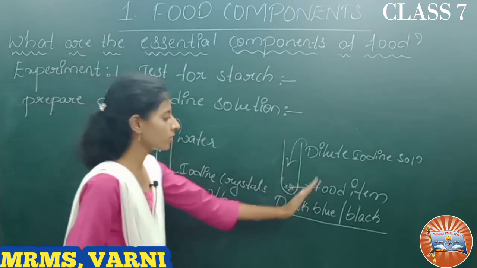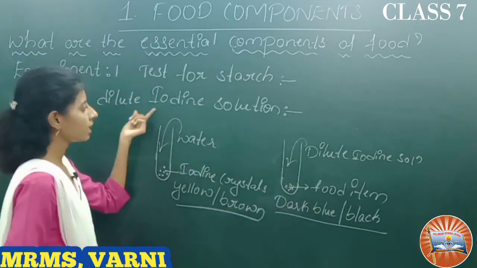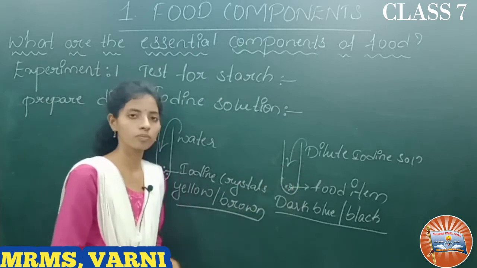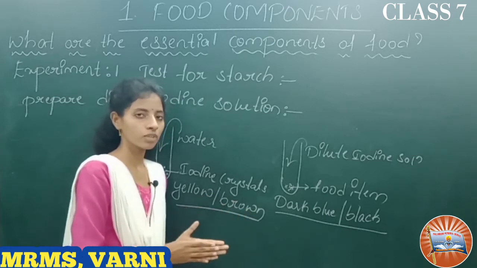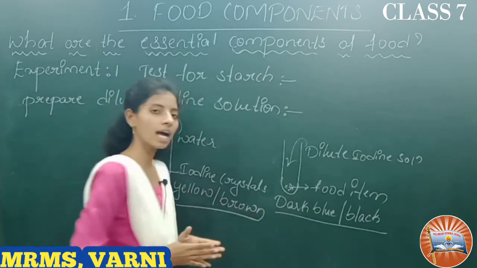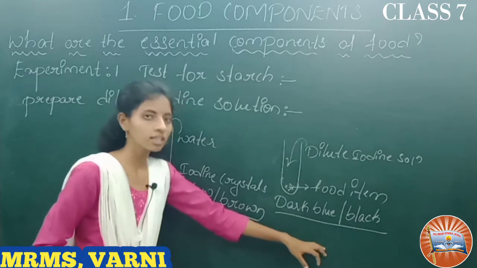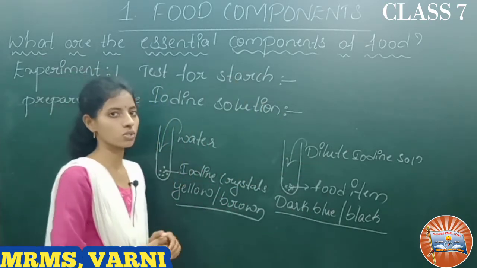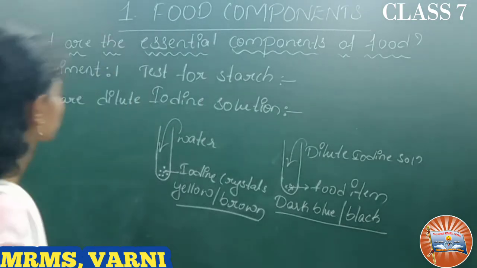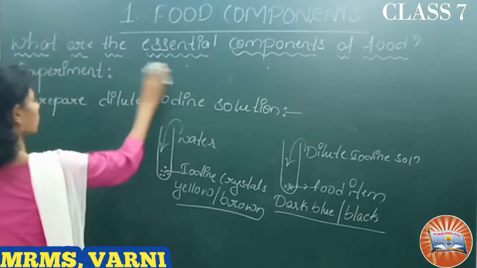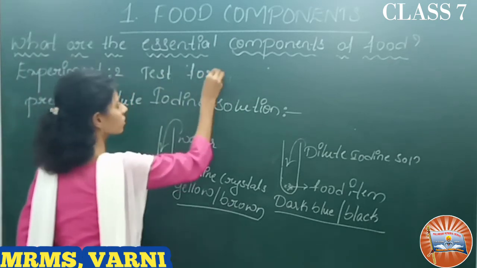In another test tube, we take one food item. To that food item, we add some 10 drops of this dilute iodine solution. Slowly we will observe that if the food contains starch, the color of the solution changes into dark blue or black. By this color, we can know that the food item contains starch. And next one is experiment 2, that is test for fats.